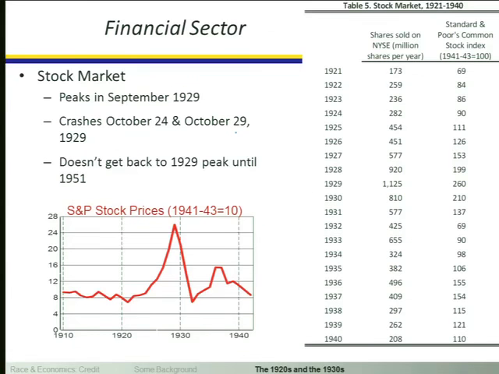Financial sector more generally, the stock market peaks in September of 1929. As many of you know, there are crashes on Black Thursday and Black Tuesday, October 24th and October 29th, 1929. The stock market does not return to its previous peak until 1951. It takes 22 years for the stock market to return to its 1929 value. That seems like a long time until you look at the NASDAQ. The NASDAQ peaked at 5,000 in March of 2000, which is 13 years ago. So 13 years ago, the NASDAQ peaked at 5,000.